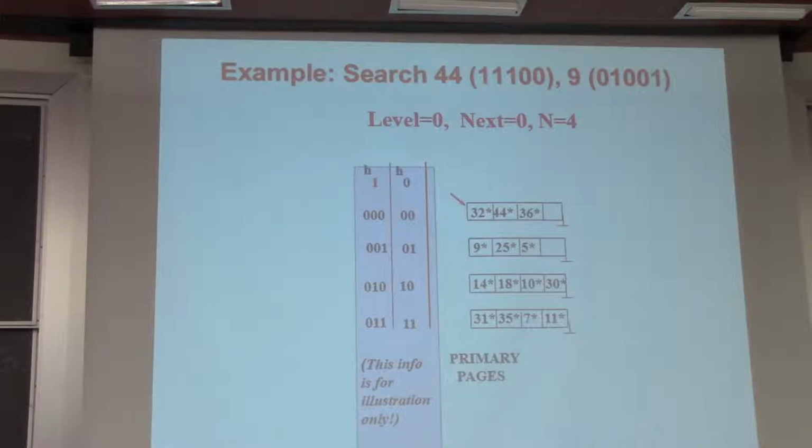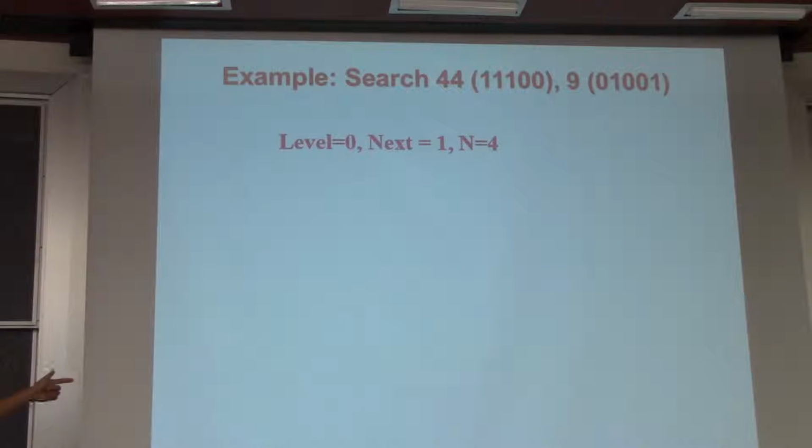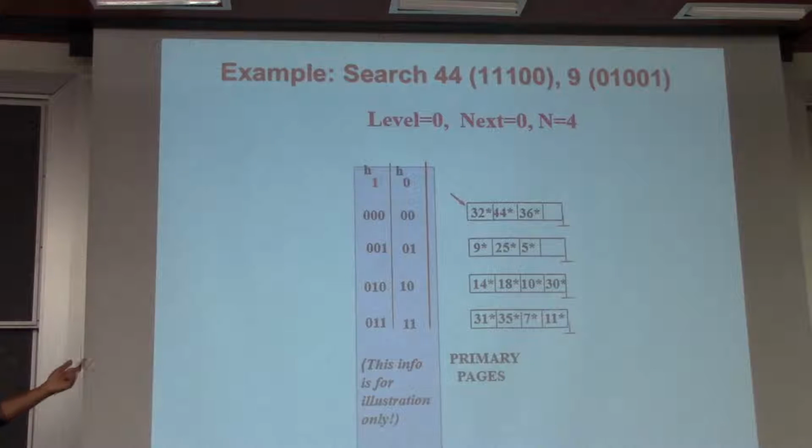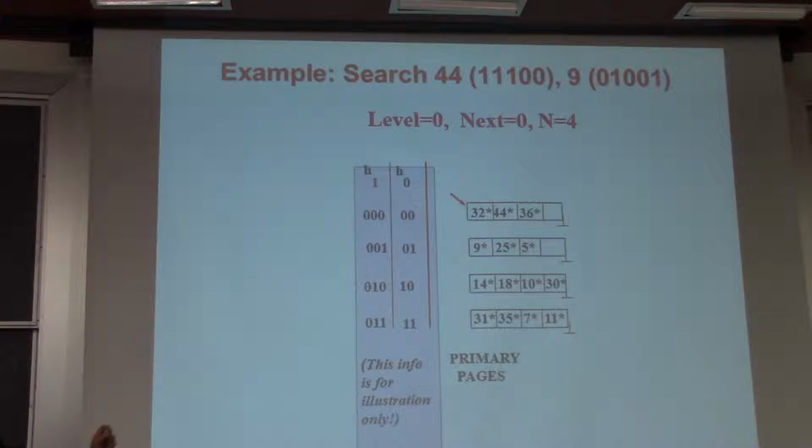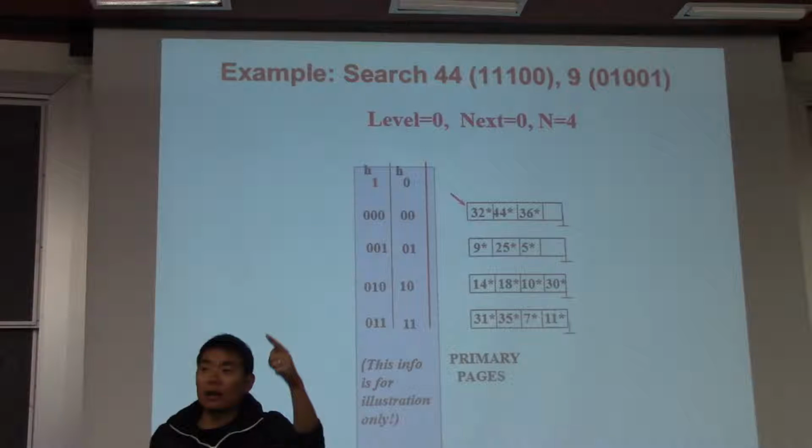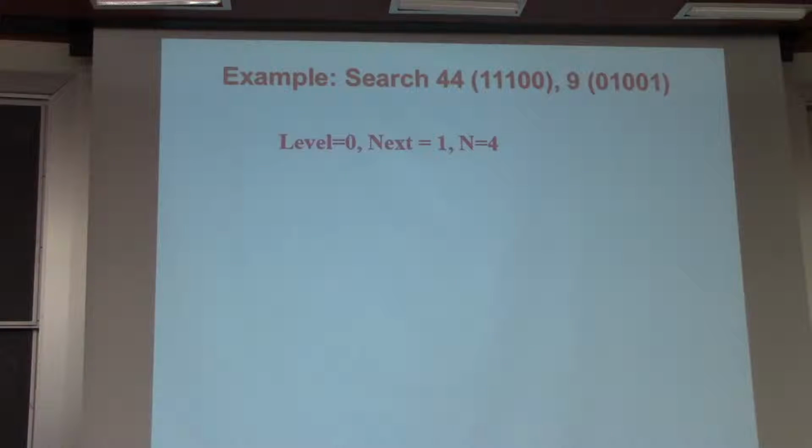Search 44 and 9. So this is the easy case, because I haven't split anything, so everything is a green bucket. There is not even a single red bucket. So I just use the current level hash function, which is looking at the last 2 bits. I go to the first bucket and down.